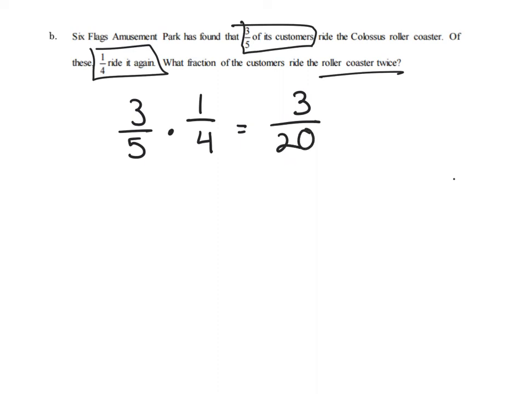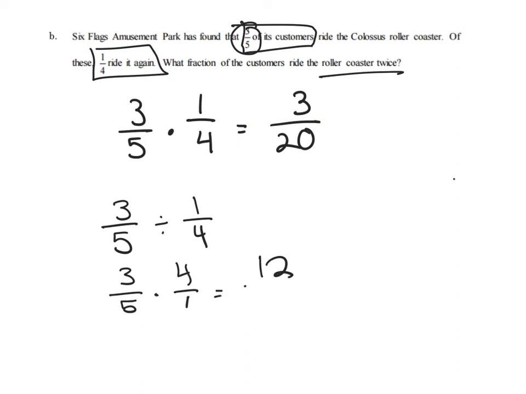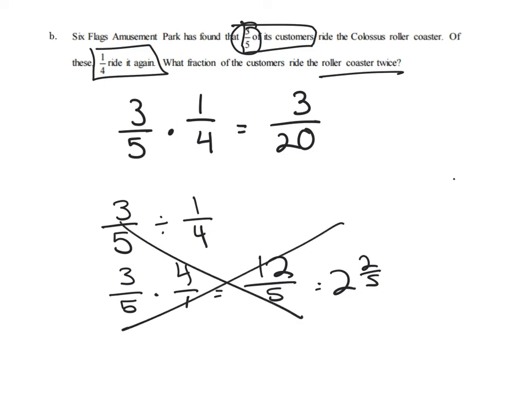Some people, you might need to stop and think, okay, 3/5 will ride the roller coaster 1 time. So my answer has to be less than 3/5. 3/20 is less than 3/5. Let's say you accidentally divided. Let's work this out. What would happen if we accidentally divided? So I get 3/5, and then I would have to change this to 4 over 1. 12/5, which is 2 2/5. That is greater than the original 3/5. So this does not make sense for my answer.